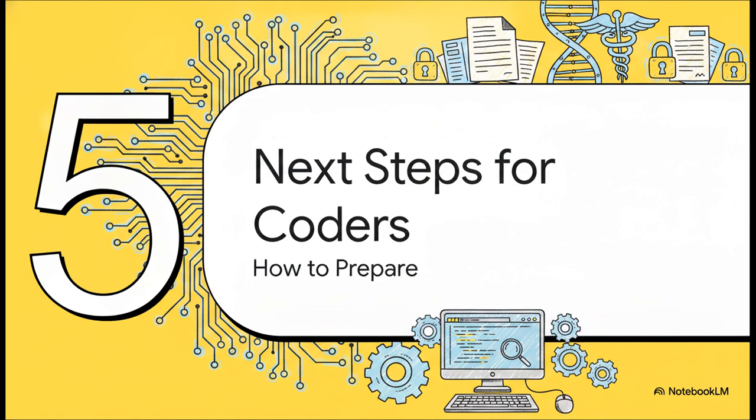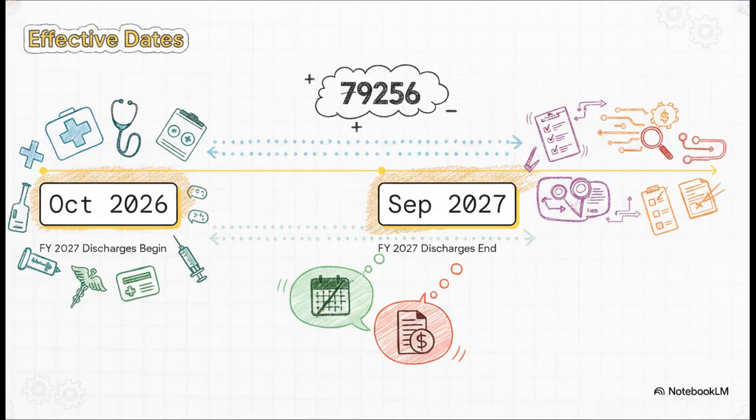Finally, Section 5, Next Steps for Coders. Go ahead and mark your calendars right now because this timeline represents your exact window of application. These 79,256 codes, including all the new additions and those deletions we just talked about, are strictly for discharges occurring from October 1st, 2026 through September 30th, 2027. If you accidentally apply a deleted code after October 1st or try to use a new tech code before that date, you're going to be looking at a denied claim for sure.